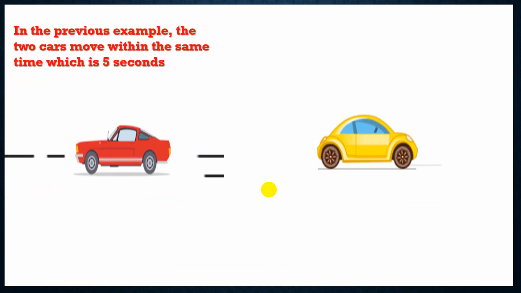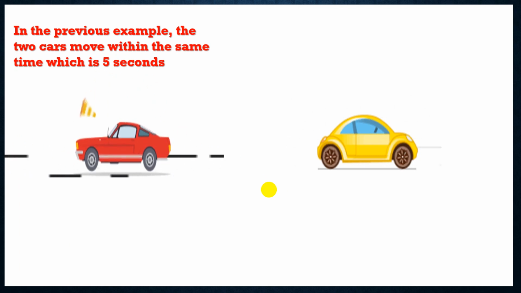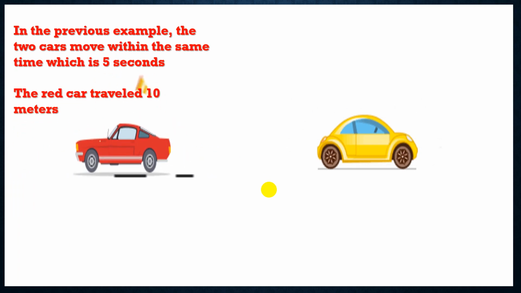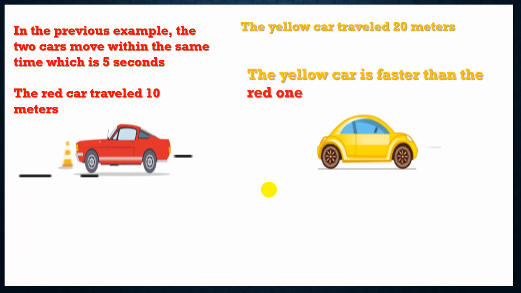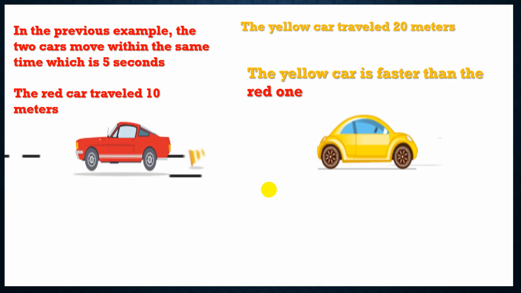So again, in the previous example, the two cars moved within the same time, which is 5 seconds. The red car traveled 10 meters and the yellow car traveled 20 meters in the same 5 seconds. So actually, the yellow car wins. The yellow car is faster than the red one.